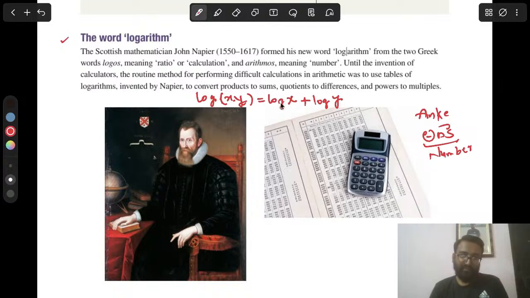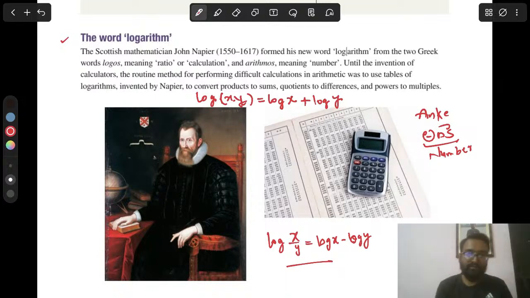So the complexity of calculation will be reduced. It is the most important thing to see: product is product, but we are not doing a product, we are doing addition, and addition is simpler. And quotients become differences: log of x by y is equal to log x minus log y. Clear? So this is the difference.